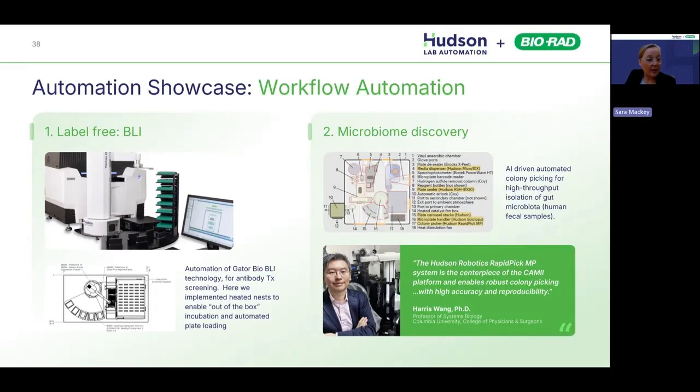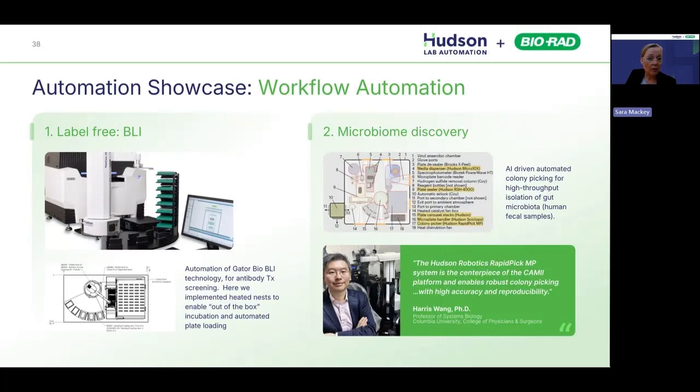Equally important in this particular example is what happens after the imaging. So images which are generated on the Hudson Rapid Picker are automatically routed into a downstream AI pipeline, which supports the identification of low abundance microbial species and feeds those decisions back into the system for targeted colony selection. This work was done in collaboration with Columbia University and also published in Nature Biotechnology.